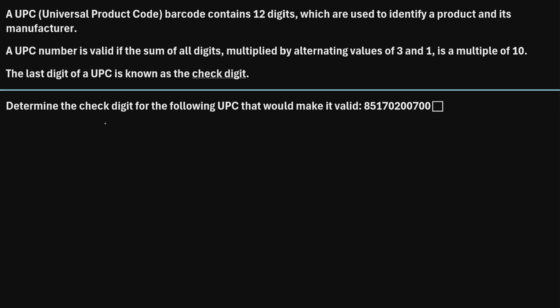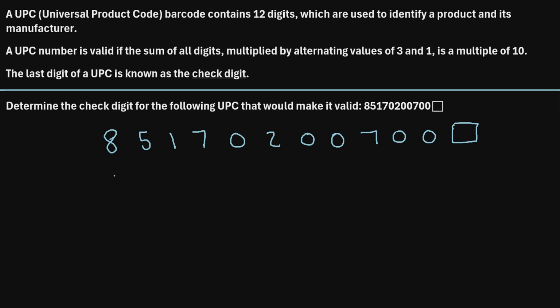So let's check out an example. This says, determine the check digit for the following UPC that would make it valid. So we're given the first 11 digits of this UPC. We're trying to figure out what is this last digit, this check digit. What does it have to be in order for this whole UPC to be valid? So first, let's go ahead and rewrite the UPC right here.